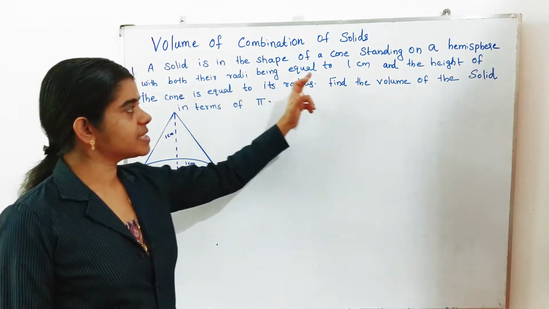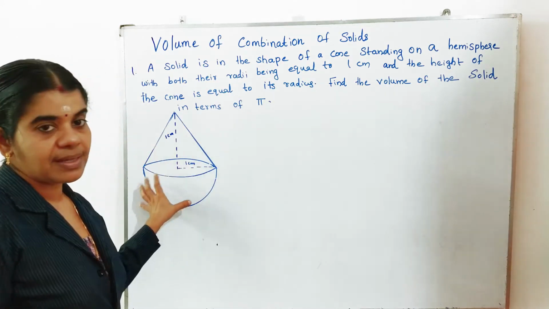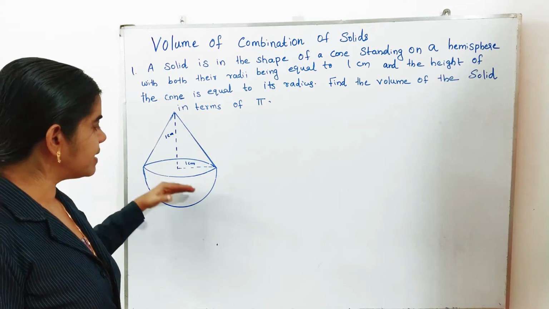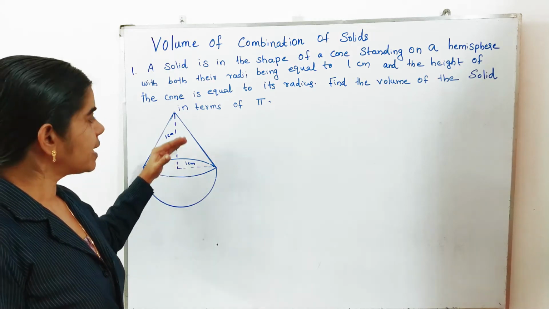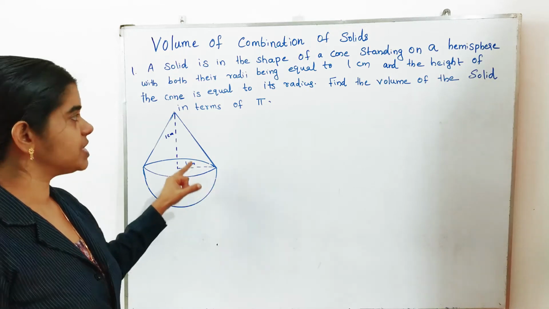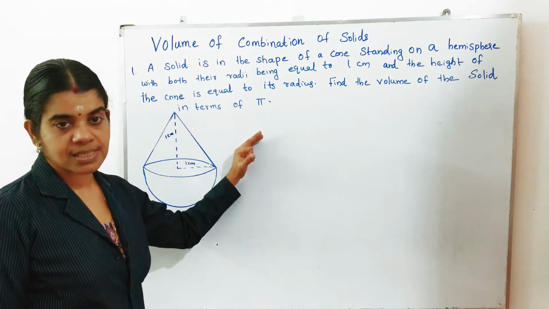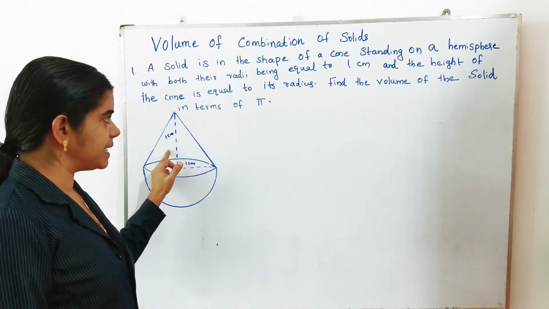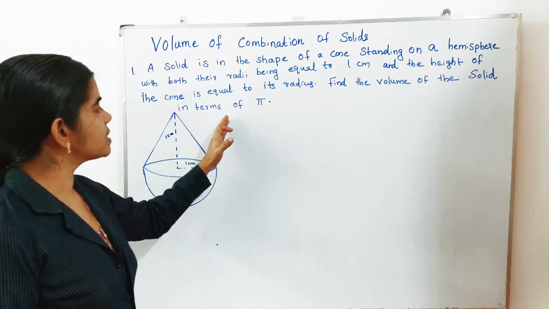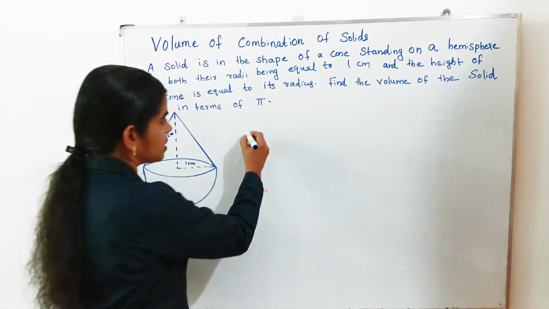A solid is in the shape of a cone standing on a hemisphere. This is the solid. A cone is standing on a hemisphere. The radii of the cone and the hemisphere are equal to 1 centimeter, and the height of the cone is equal to its radius, so the height is also 1 centimeter. Find the volume of the solid in terms of pi. Then what will be the volume of the solid?